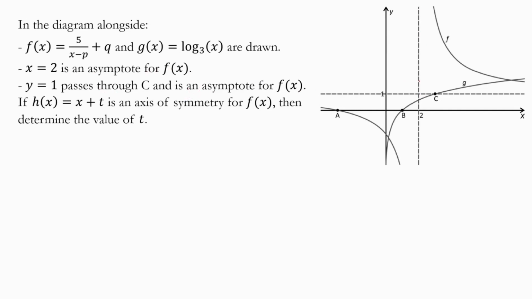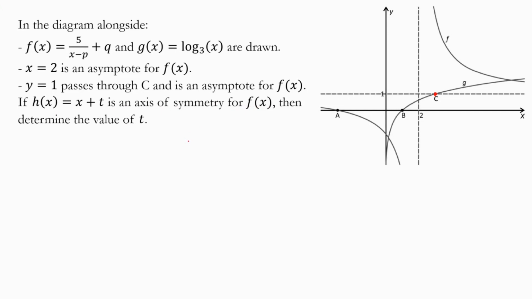Remember, a hyperbola has two asymptotes, a vertical asymptote and a horizontal asymptote. And then y is equal to 1, passes through C, and is a horizontal asymptote for f of x. If h of x is equal to x plus t is an axis of symmetry of f of x, then determine the value of t.